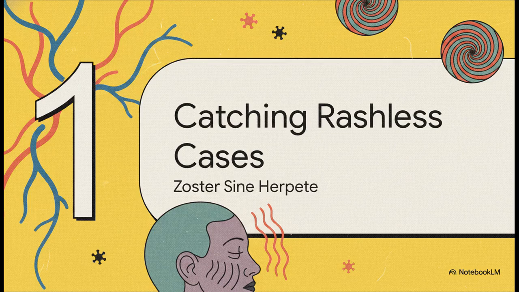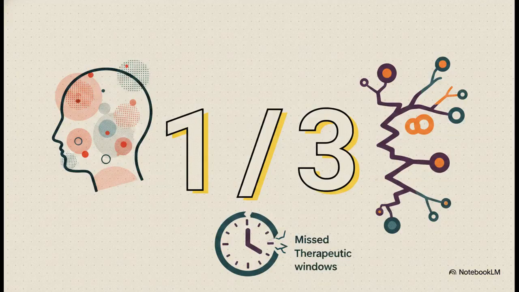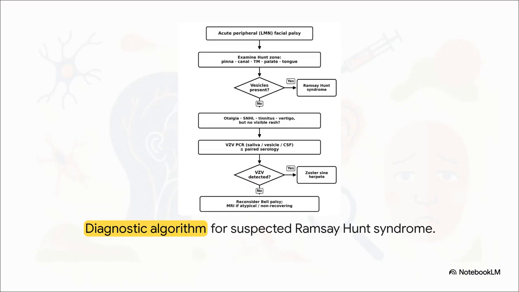Catching the rashless case, also known as the zoster sine herpete challenge. Get this, up to 1/3 of Ramsay Hunt syndrome cases actually lack a rash at presentation. Literally 1 in 3. The vesicles might show up days after the weakness starts, or honestly, they might never appear at all. So if you're relying solely on a visual clinical diagnosis, that's highly dangerous, and it frequently leads to missed therapeutic windows.